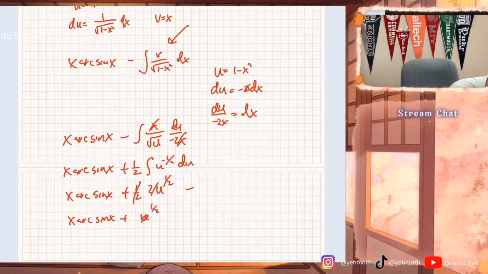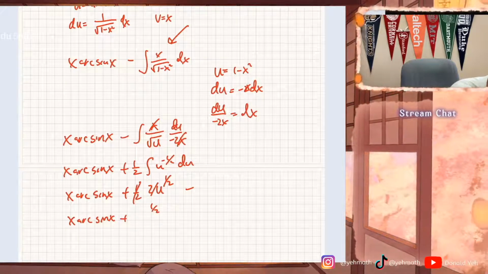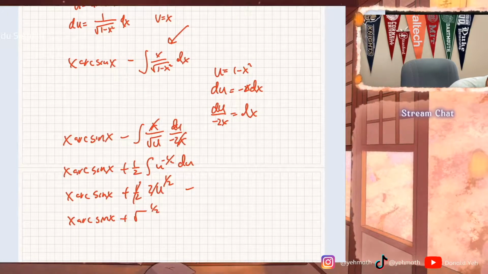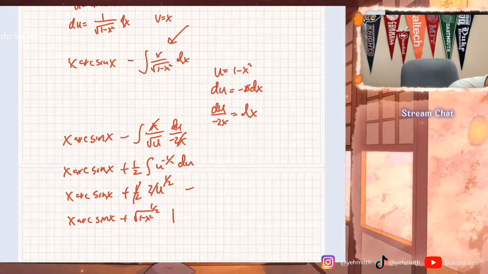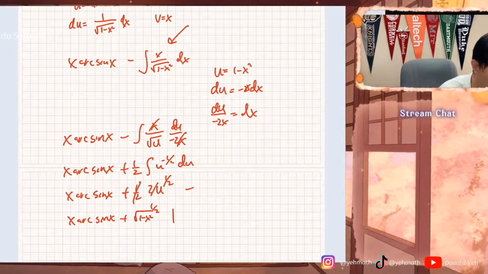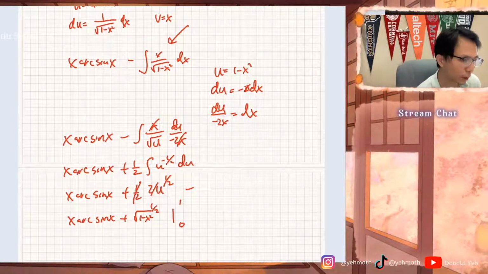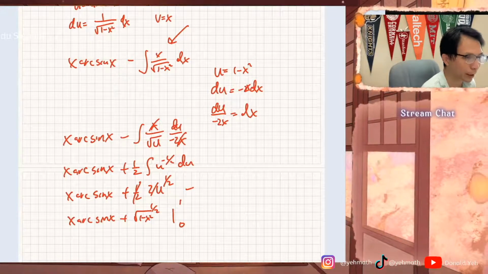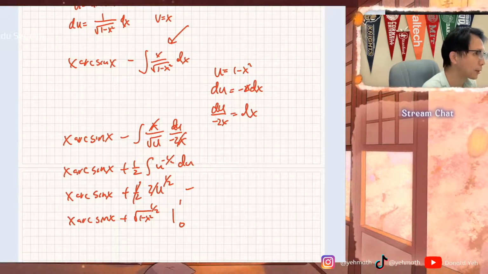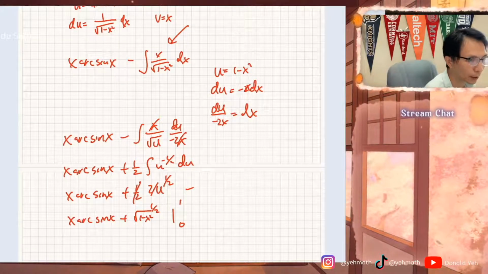And u is equal to 1 minus x squared, right? And now we're going to do between 1 and 0. You gotta do the u-bounds, don't you? No, I'm going to do it in terms of x bounds in this case because there were too many things going on. So I'm just going to do it in terms of x.